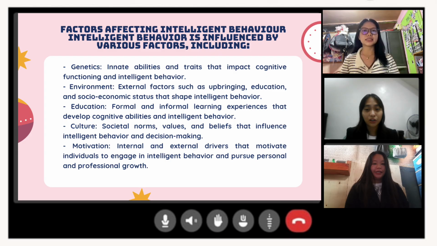For the last is the motivation. So, internal and external drivers that motivate individuals to engage in intelligent behavior and pursue personal and professional growth. So, your drive or the curiosity or rewards determines how much effort you invest in learning and improving.